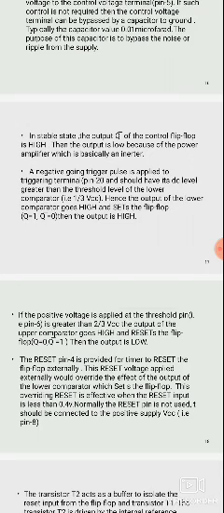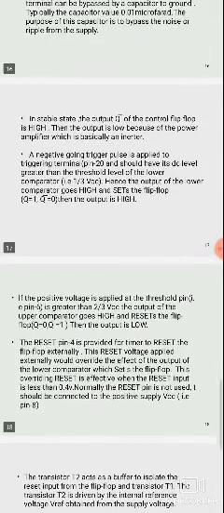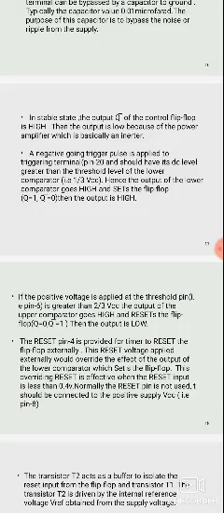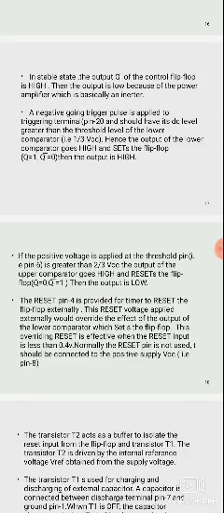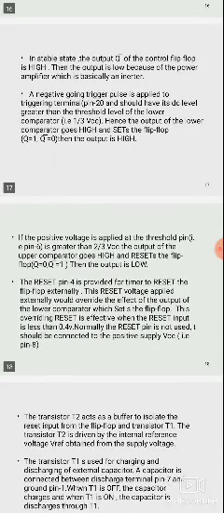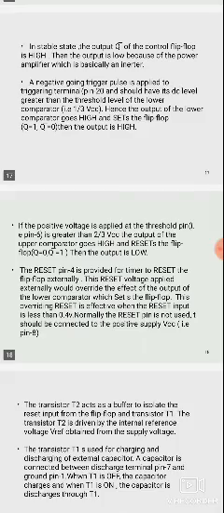Just now we discussed the triggering input. When the triggering input is greater than 1 by 3 VCC, it changes from low state to high state, and the output will change from low state to high state. The negative going triggering pulse is applied to pin 2 and should have a DC level greater than the threshold level of the lower comparator. The output of the lower comparator switches from low state to high state.